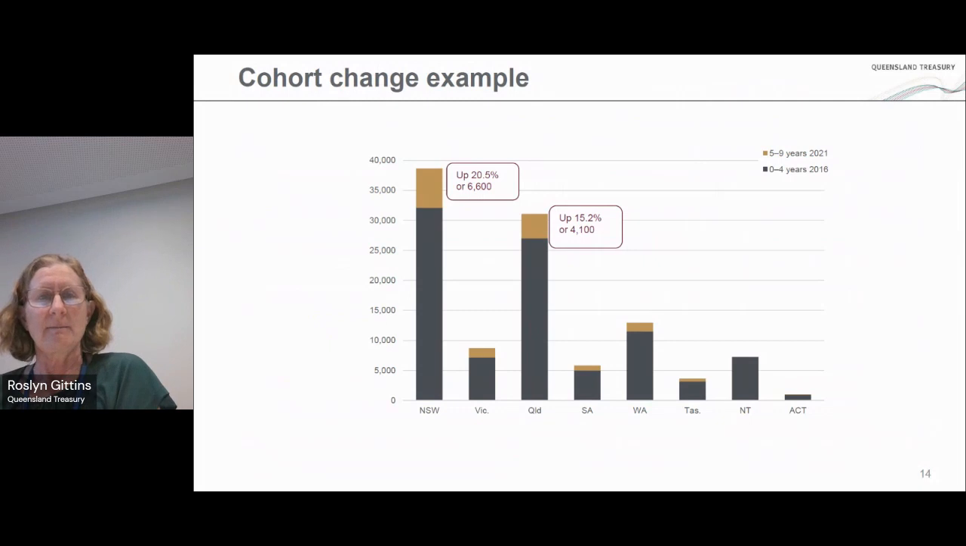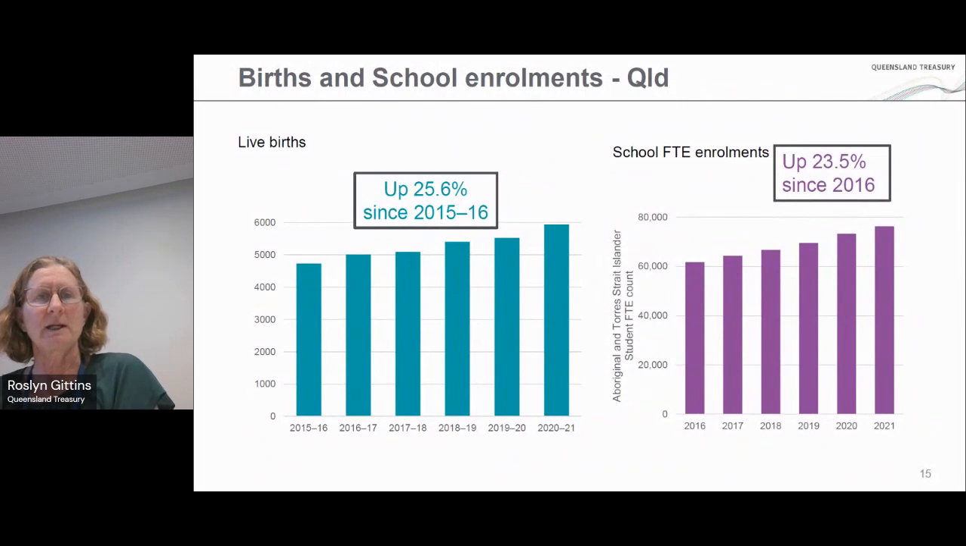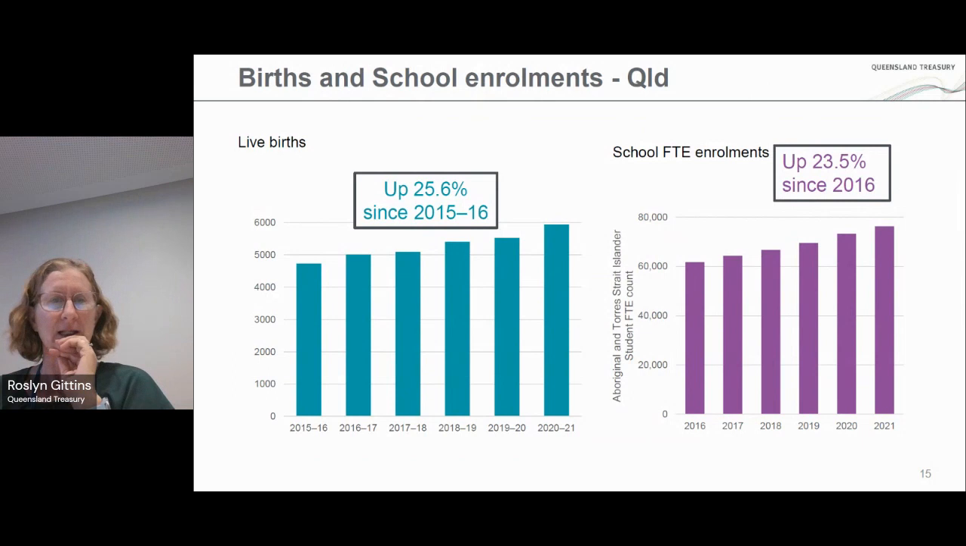So we've also seen these increases happening in administrative data sets in Queensland. So on the left, we have live births, which is different to registered births because it doesn't include late registrations and things like that. So we're looking at Aboriginal and Torres Strait Islander live births recorded by Queensland Health, which are up over 25%. And on the right are the school FTE enrolments from Schools Australia, and again, up over 20%. So we're seeing growth in these cohorts in other administrative data, which is supporting this growth in the population.